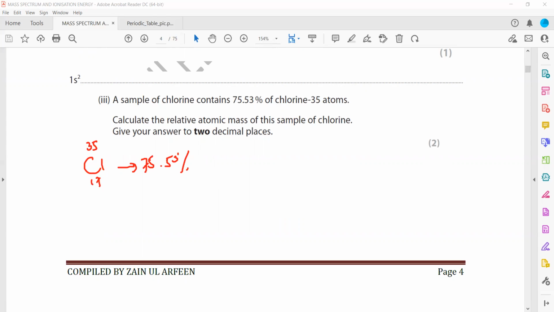Now how do we get the percentage of chlorine 37? We subtract 75.53 from 100, and we'll get the percentage of chlorine 37, which is 24.47.